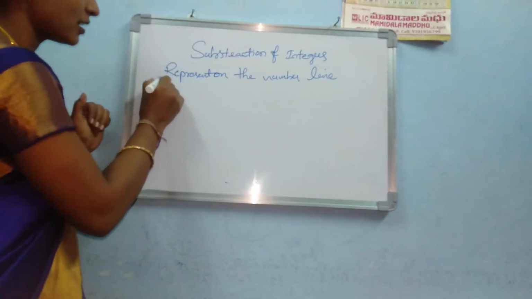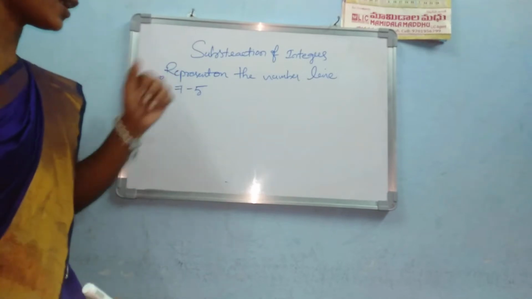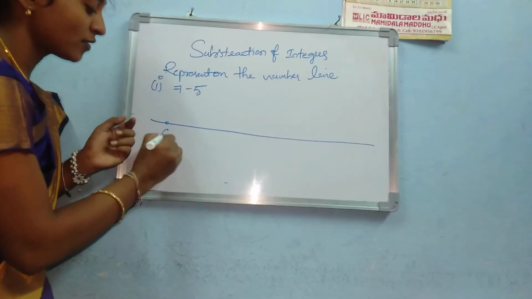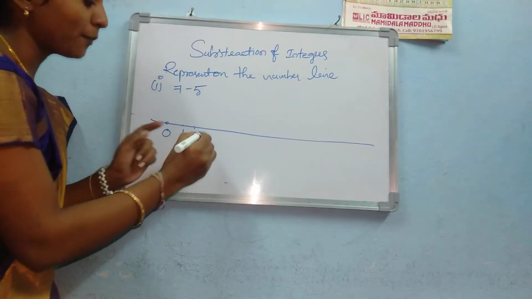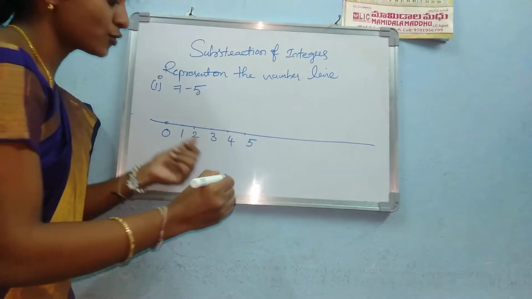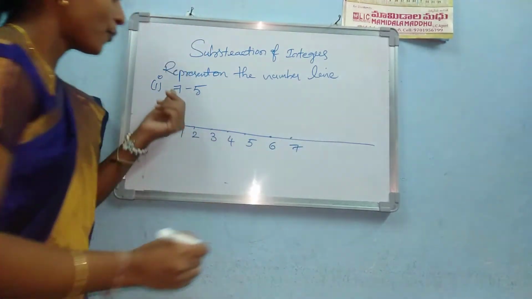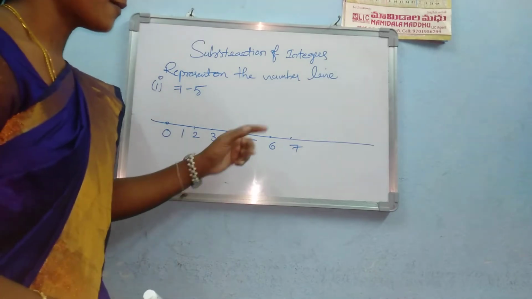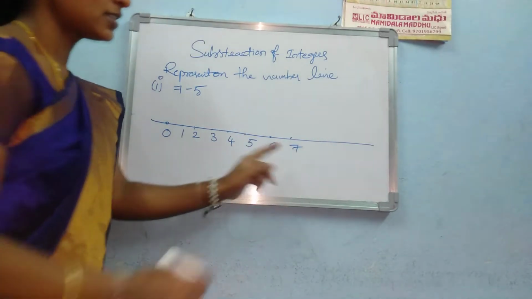To take one example, that is 7 minus 5. First we draw the number line. 0 is the origin. We point out the numbers on the number line: 1, 2, 3, 4, 5, 6 and 7. 7 is a positive integer. So we represent only the positive integer 7 on the number line.